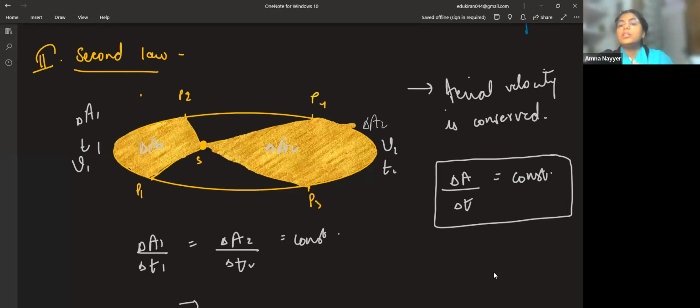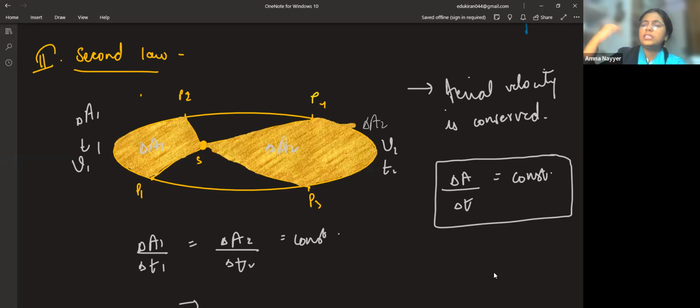So the second law says that areal velocity is conserved, areal velocity is constant. Change in area by change in time will remain constant. Delta A by delta T will be constant. All right, this is one law. So how is it helpful?